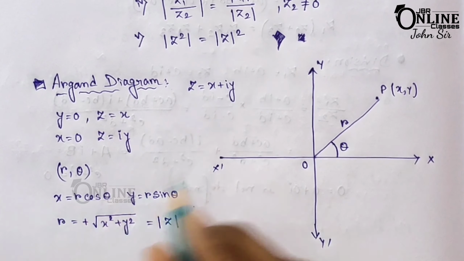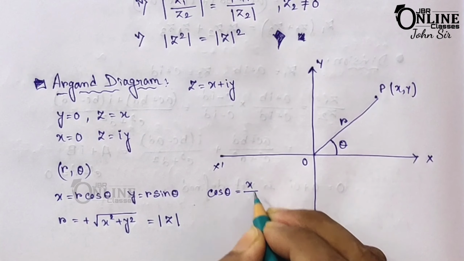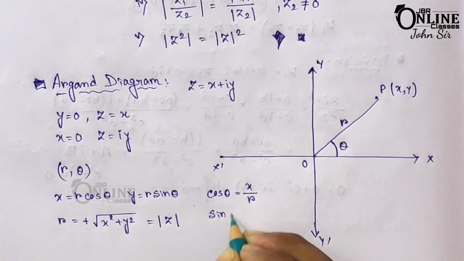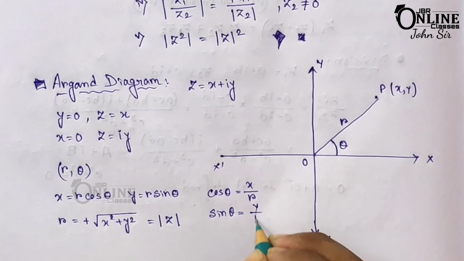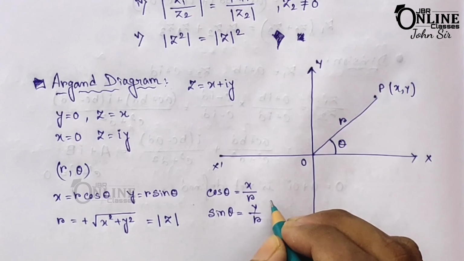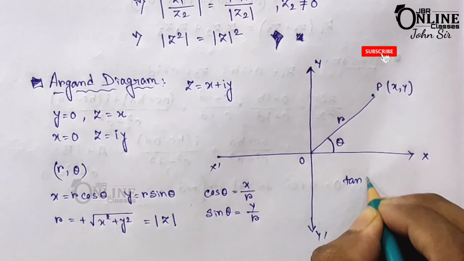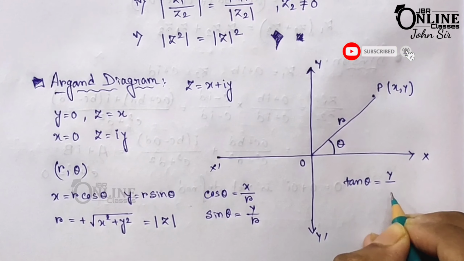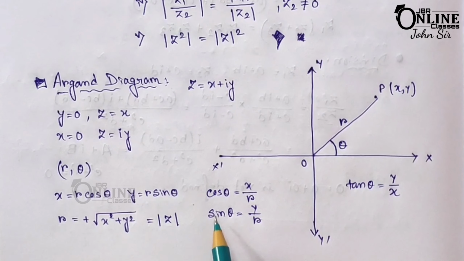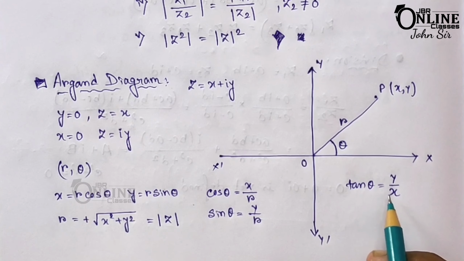So that means cos theta equals x by r and sin theta equals y by r. Then from that you can easily write tan theta equal to y by x, because you know that sin theta by cos theta equals tan theta. Then r cancels out, so tan theta equals y by x.